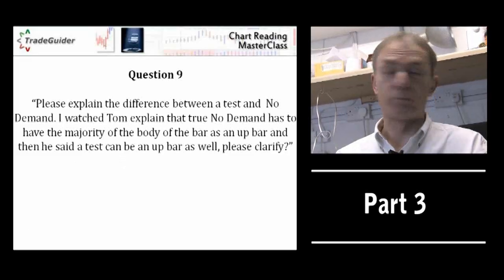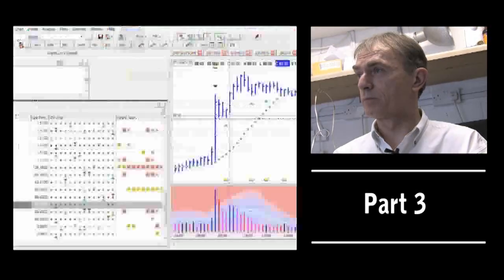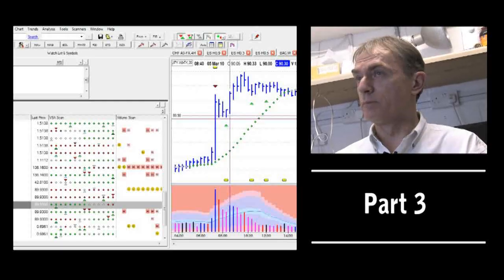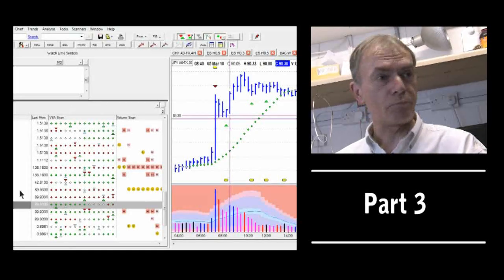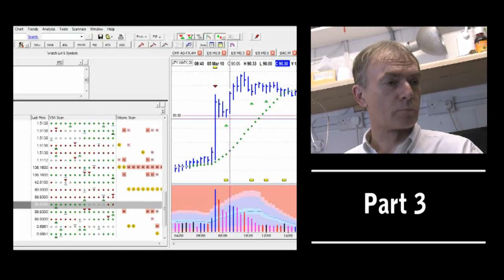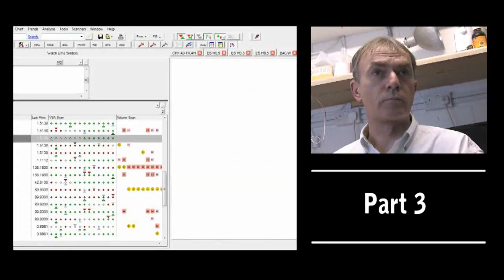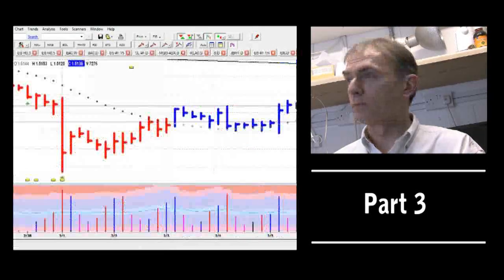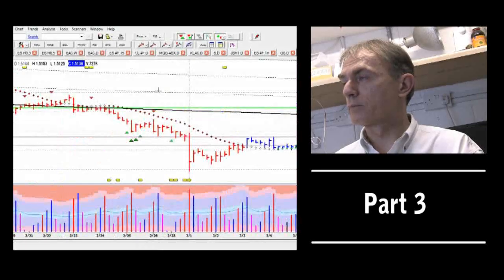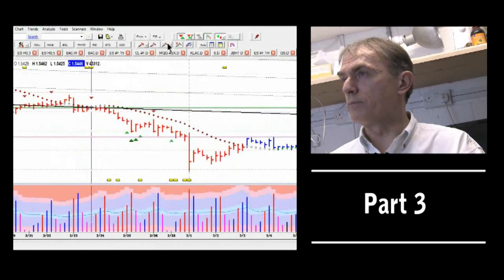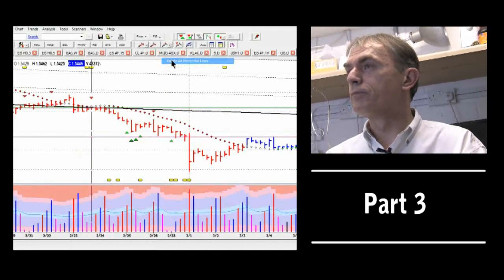Right, let me see if we can find a really good example. That's quite correct. Let me just think of something that's been trending down. Let's go to the GBP 4-hour chart. Okay, and let's see if we can find a decent no demand bar. Okay, I think we can here. Okay, so let's delete all my lines so you can see all this.